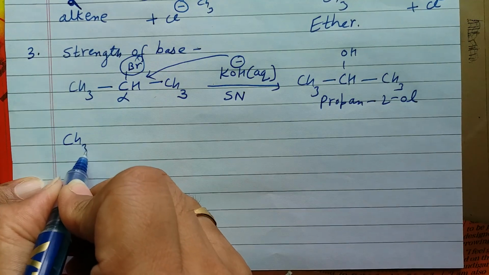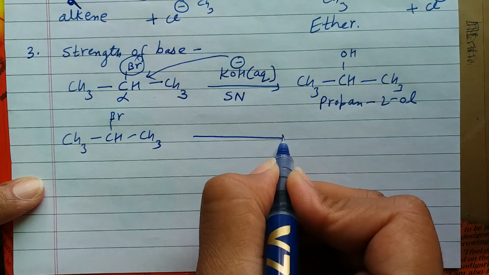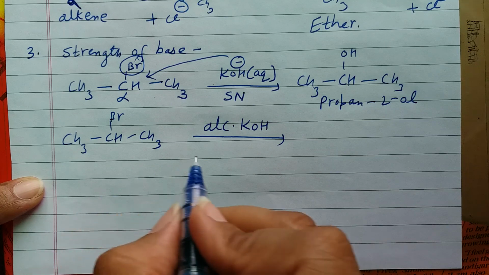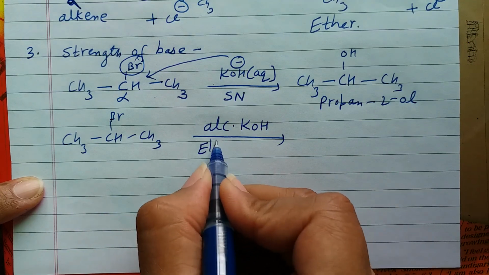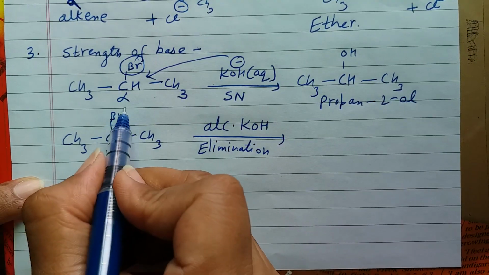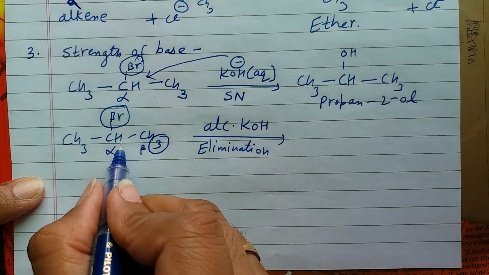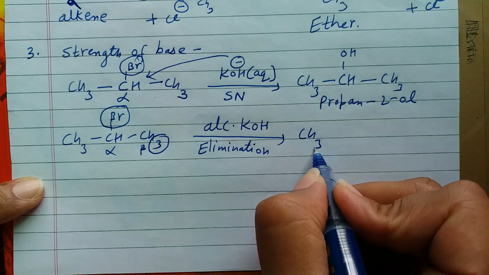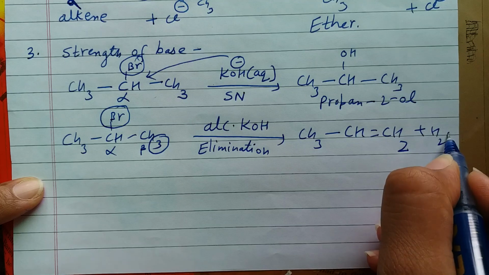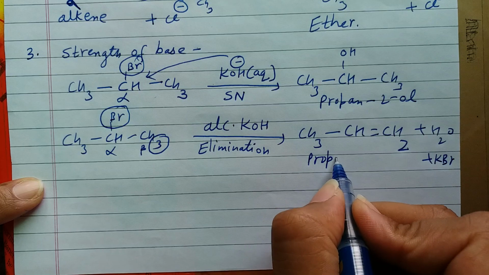But you know what? The same alkyl halide, when it is made to react with alcoholic potassium hydroxide, if you can recollect, what will this result in? This will result in elimination. From the alpha position the halogen, and from the beta position one of the hydrogens will leave, and between the alpha and beta positions you will get a double bond. So this will result in the formation of an alkene plus water and KBr. Right, so what we get is propene.